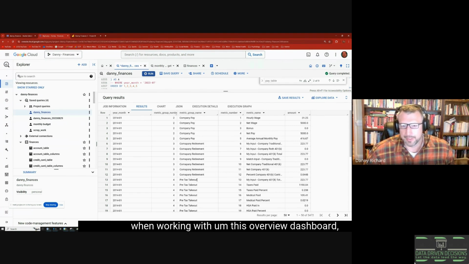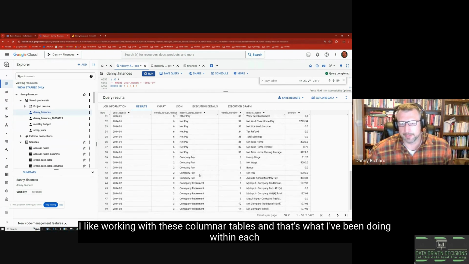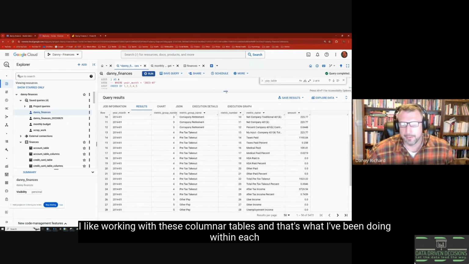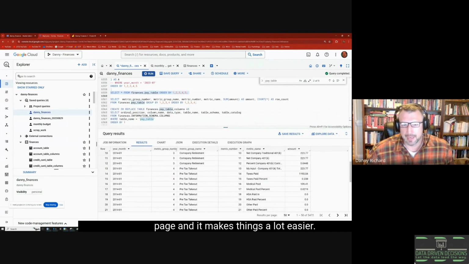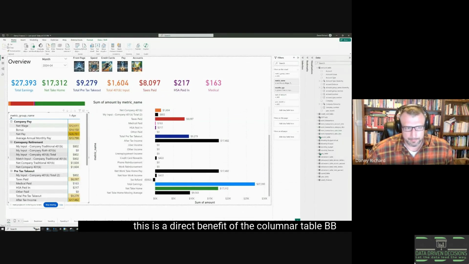So, when working with this overview dashboard, I like working with these columnar tables, and that's what I've been doing within each page, and it makes things a lot easier. This is a direct benefit of the columnar table, building a hierarchical matrix table, something you would never be able to do with a very, very wide table.